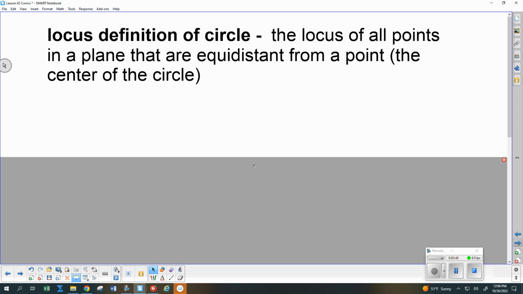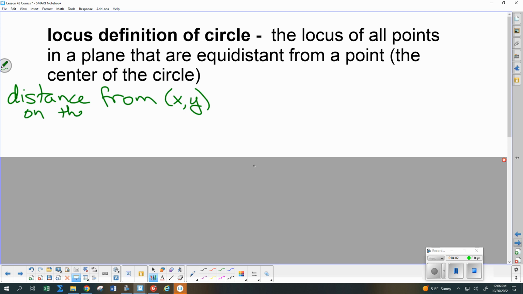So to get our equation for a circle, you guys know that a circle is all of the points, the ones that go around in the circle, that are the same distance away from the center, or the radius distance away from the center, right? So I'm going to use my locus definition, and I'm going to say that the distance from some point, xy, on the circle to the center equals the radius. That's what a circle is.